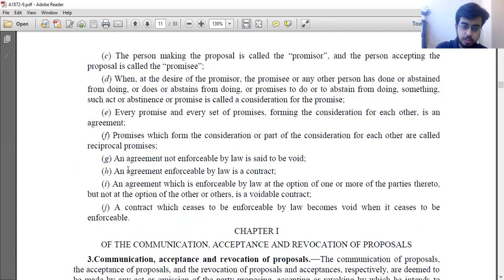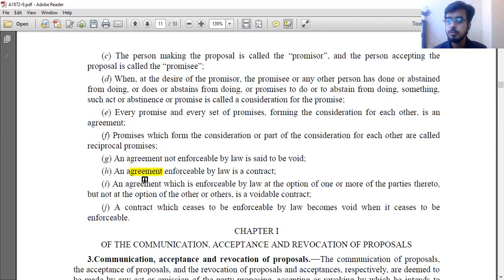You will move to section 2(h) to see it. Now, what does it state? An agreement enforceable by law is a contract. But now we need to know exactly how to break it. So let's take out the important words. The first most important word here is the word agreement.